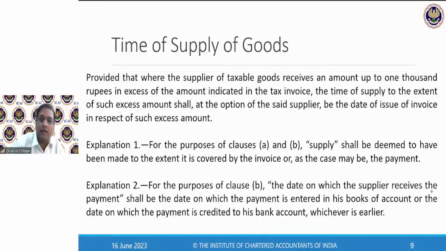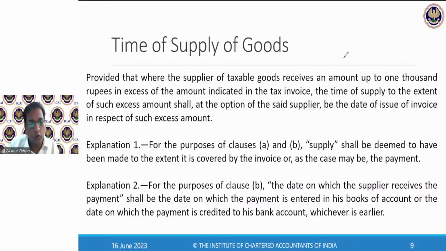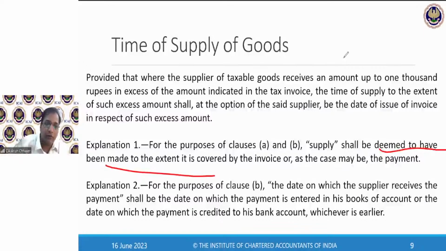Let me move to the next slide. The explanation says that supply shall be deemed to have been made to the extent it is covered by the invoice or, as the case may be, the payment. Let's say you have given me an advance and I have issued the invoice for a part. In that case, supply is deemed to have been made to that extent.